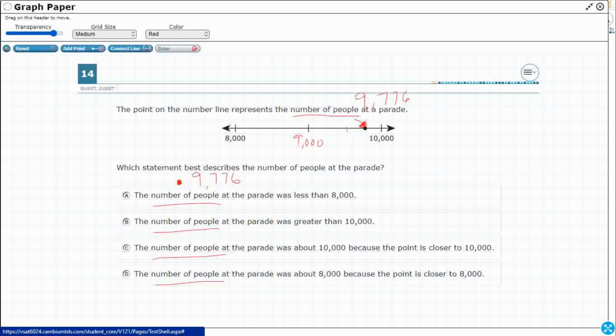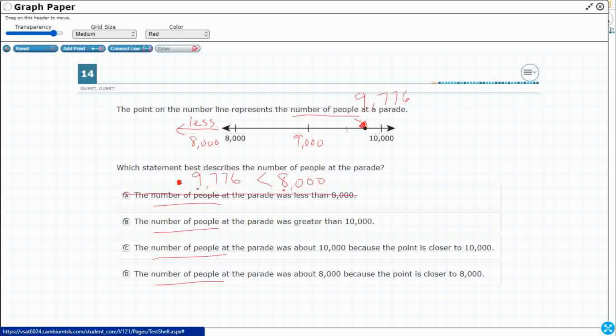So the number of people at the parade was less than 8,000. Well, first off, that doesn't make any sense because 8,000 is right here. So less than 8,000 is going to be over here, and our point is way to the right of that. It's greater than 8,000. This also doesn't make sense: 9,776 is less than 8,000. Putting that number in there really makes that seem like a wrong answer. It's greater than 8,000 because of what's in the thousands place. All right, so it's not A.